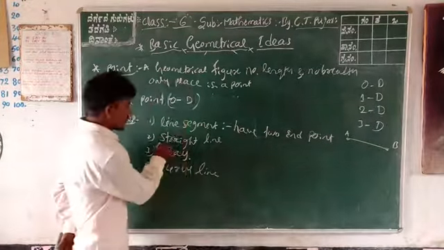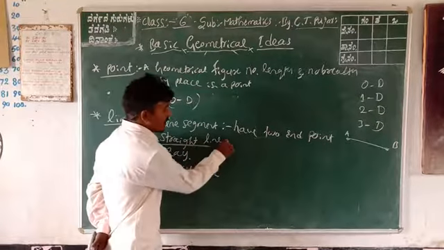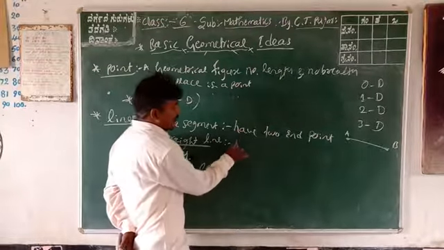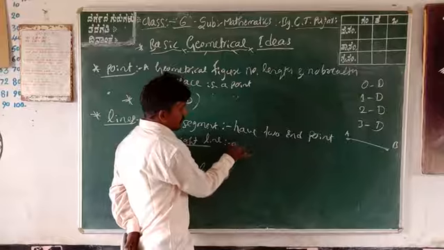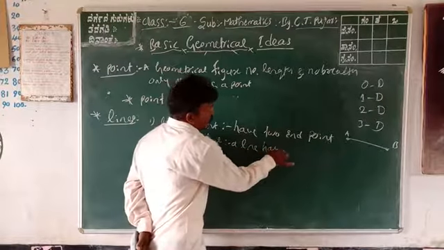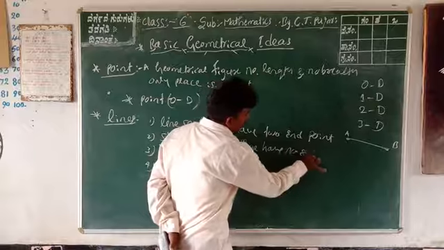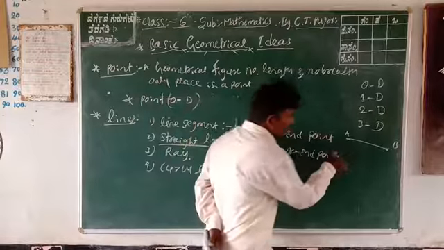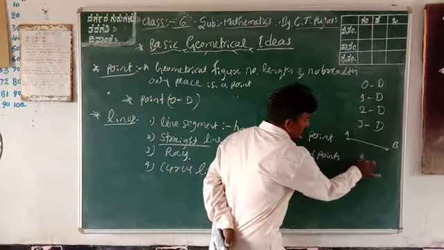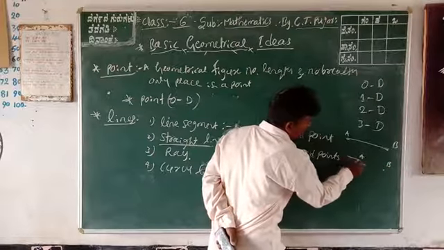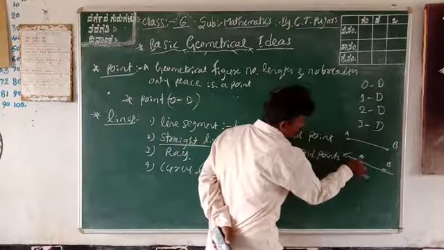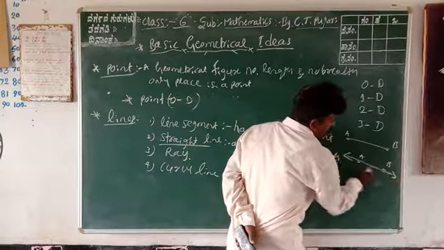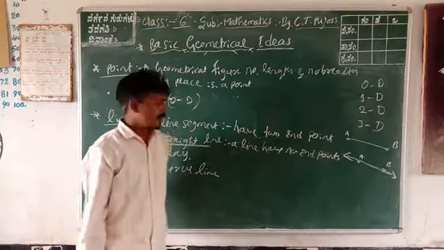Next one is the straight line. What is a straight line? A straight line has no endpoints. A line has no endpoints. The symbol is like this, with A and also B. These are the symbols, the arrow marks. The arrow mark shows it is continuous. This is not an endpoint; it has no endpoint.